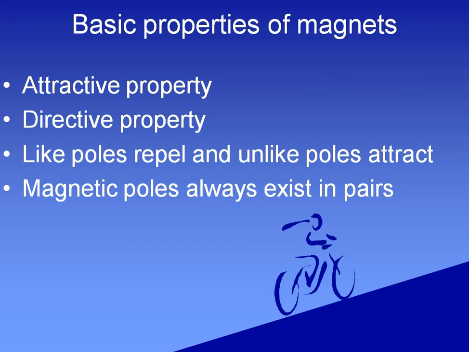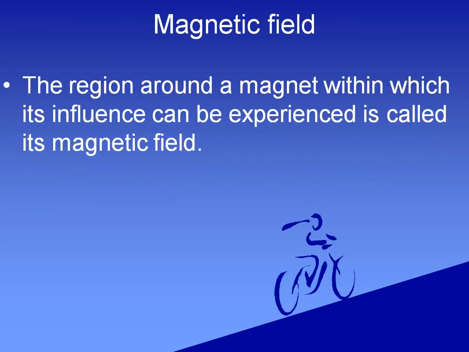You may think that if you take a magnet and cut it vertically, you can get a single pole. It is not possible. When you cut the magnet vertically, you will get a magnet with lesser strength, that much only. So we cannot isolate a pole. Is it clear? And now we will discuss what is meant by magnetic field.